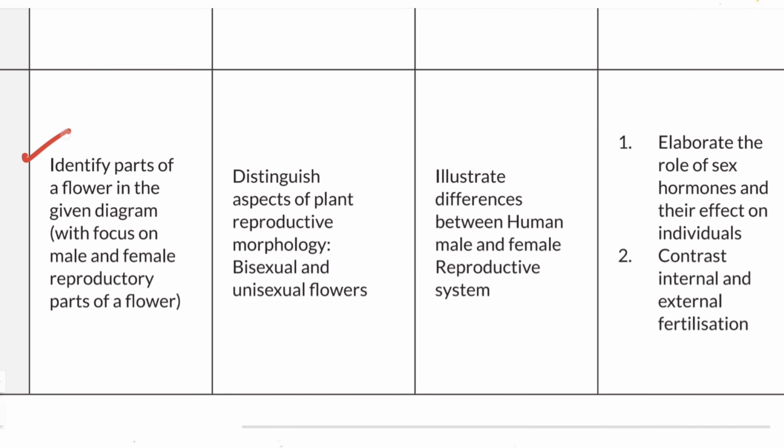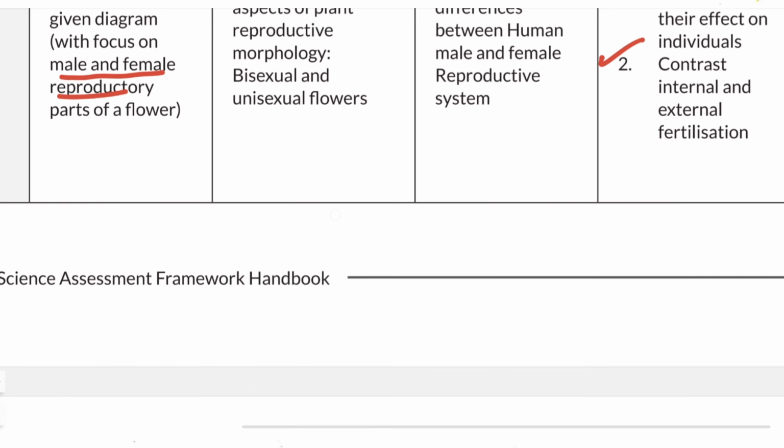Next, identify parts of a flower in a given diagram with focus on male and female reproductive parts of the flower. Distinguish aspects of plant reproductive morphology, bisexual and unisexual flowers. Illustrate the difference between human male and female reproductive systems. Elaborate the role of sex hormones and their effect on the individual. Contrast internal and external fertilization.